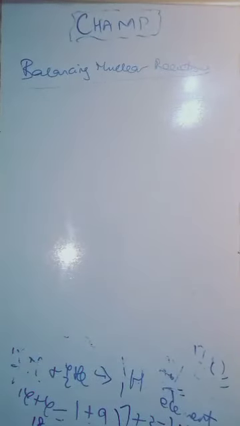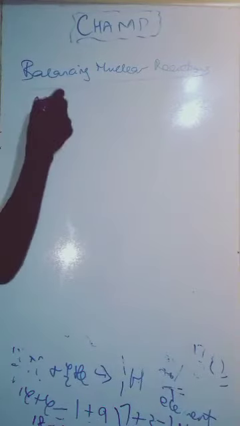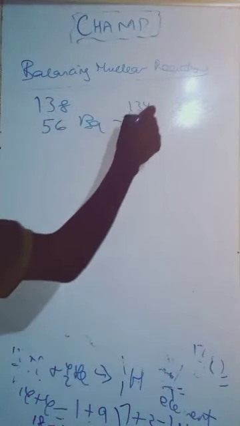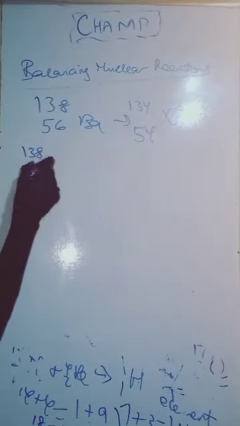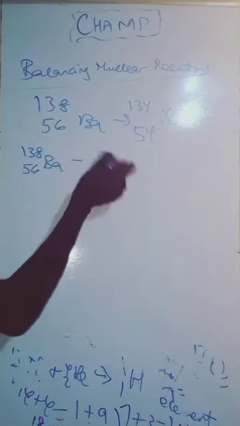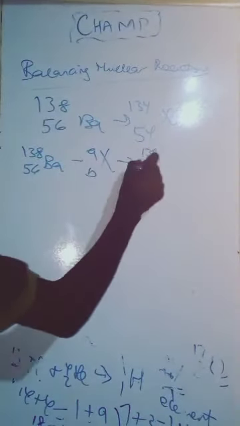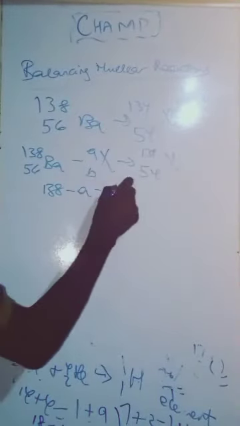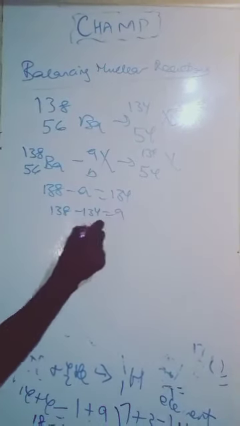So they are asking a question here. What is emitted during the disintegration of barium nucleus? We have barium-138, 56, to give us what? 134, 54, X. They said what is emitted? Just say 138, 56 barium minus, you don't know what is emitted, call it X, A, B, 134, 54, X. So you get your answer: 138 minus A is equal to 134. So 138 minus 134 is equal to what? A. Your A is equal to what?